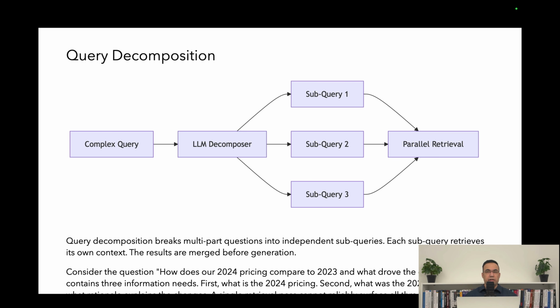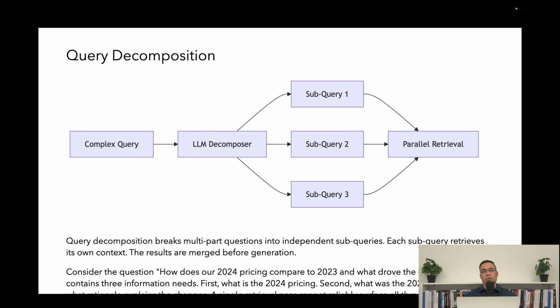Now let's talk about query decomposition, which breaks multi-part questions into independent subqueries. Consider the question, let's say, how does our 2024 pricing compare to 2023 and what drove the changes? This contains three information needs. First, what is the 2024 pricing? Second, what was the 2023 pricing? Third, what rationale explained the changes? A single retrieval pass cannot reliably surface all three.